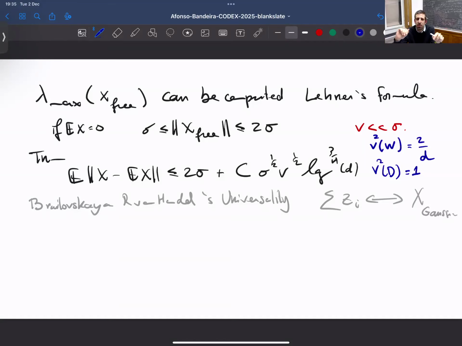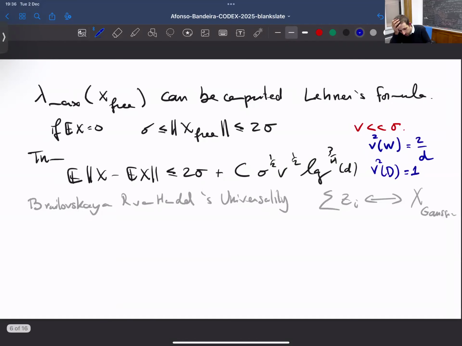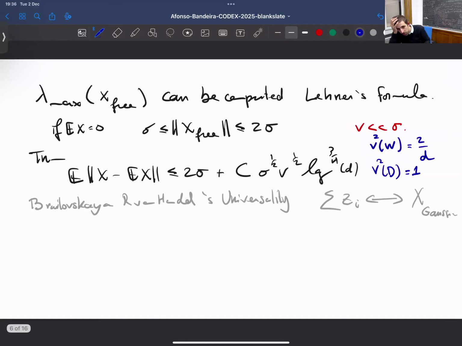Does it help? Yes. Do you have a handle on what capital C is? Oh, I have no idea. I would imagine it's not so bad, but I don't know. But typically you would use this theorem in situations where, in most situations you would use it, V is probably even polynomially smaller than sigma. Yeah, I'll show you a couple of examples.